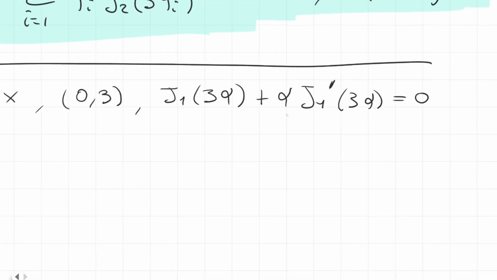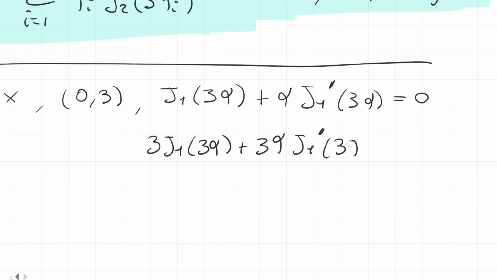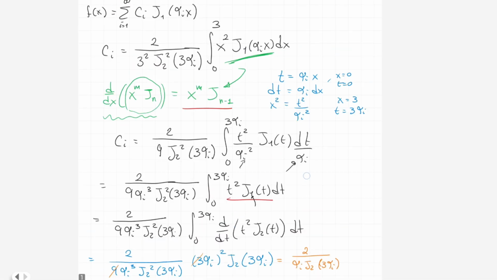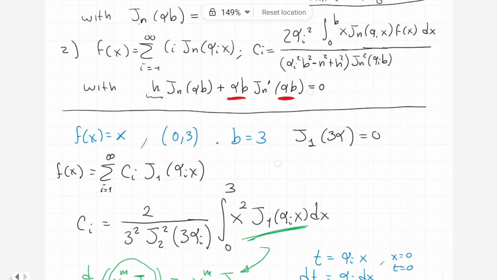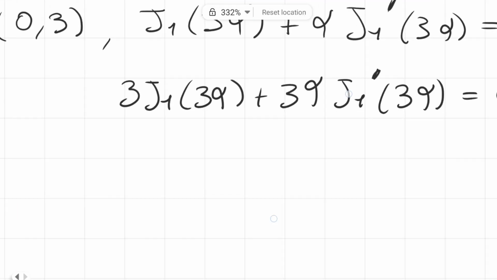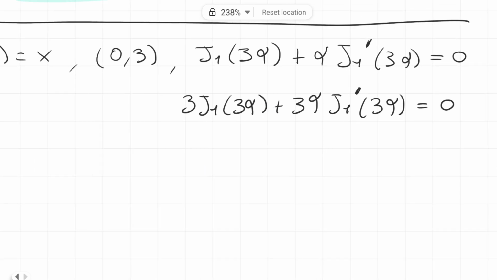So that means that we need to multiply this condition by 3 to get that 3 j1 of 3 alpha plus 3 alpha j1 prime of 3 alpha is equal to 0. Okay, so with this we have the structure that we wanted, and recall that we have a parameter h here. So in our structure, that h will correspond to the 3, right?